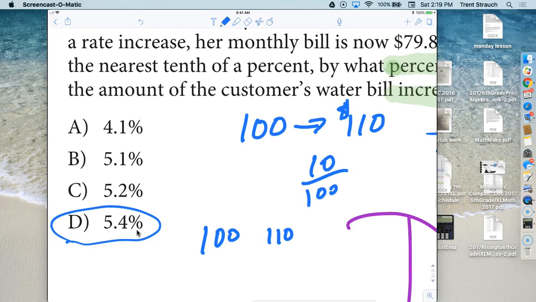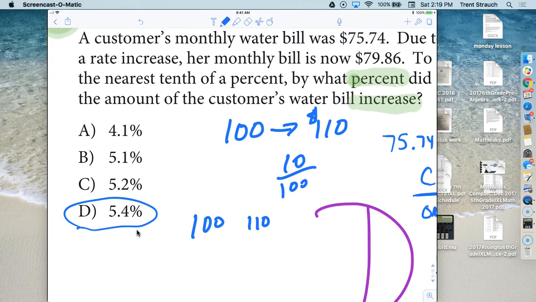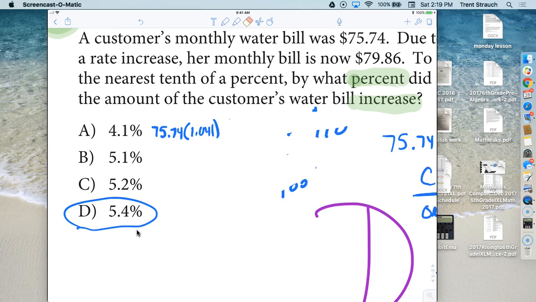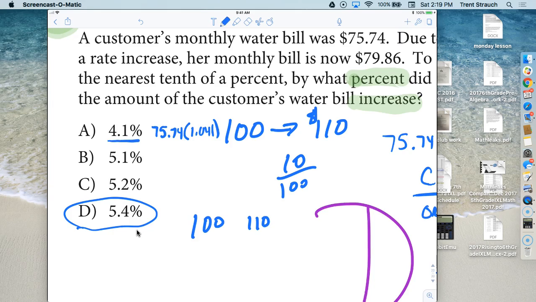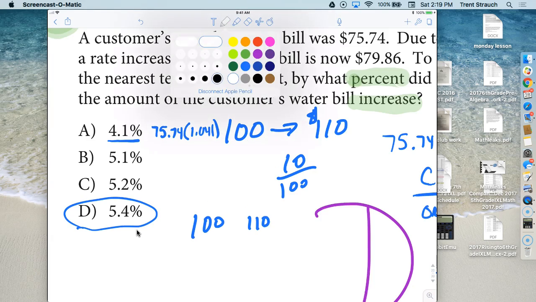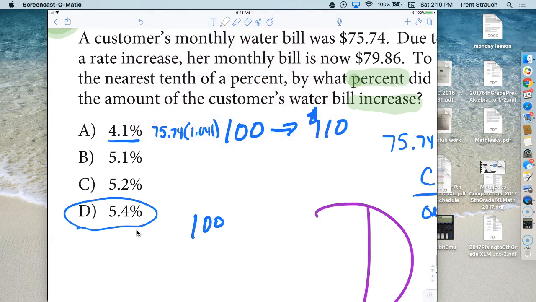Now, to save ourselves some time, though, this is what I want you to do. I want you to multiply 75.74 times 1.041. You agree with that? Why 1.0? Well, because if it's an increase of 4.1%, 100% plus that. I multiplied it by 0.041 and then added it to 75.7. That's perfect. That's a good way to do it as well. All right. I did that for all of them. I didn't remember. And now you see it was D, right? Does that make sense, what we're doing?